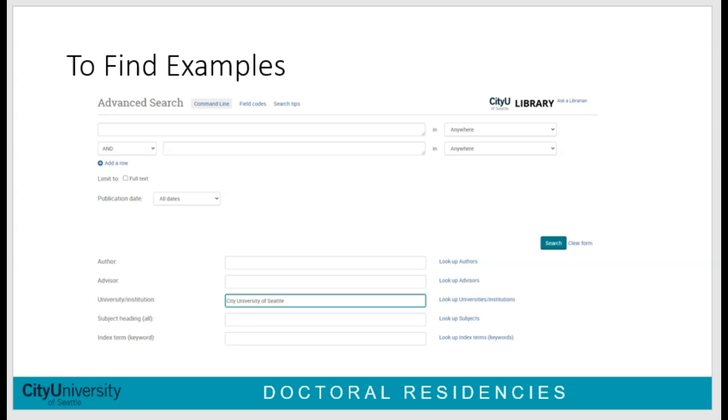You want to go down to do an advanced search, and then go down to university or institution, and find City University of Seattle. That will be all the dissertations that have come out of City University. You can look through those. The newer ones, the most recent ones, are the best ones to look at for examples of problem statements, because we've really gotten it down to an art and science now. And that's one of the things you want to really look at: how are other students saying the general problem? How are they saying the specific problem? What does that look like?